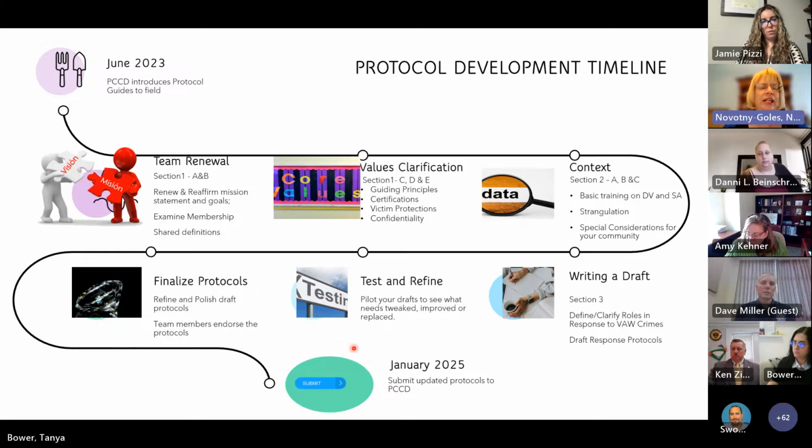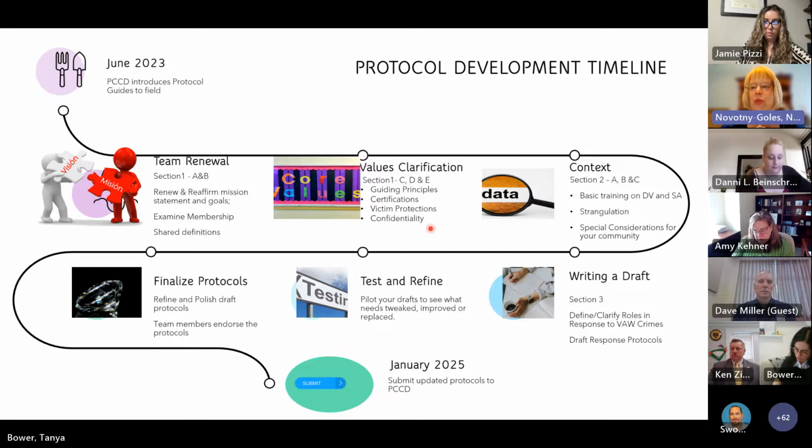So this is just taking a look at renewing and reaffirming your mission statement, your goals, taking a look at your current membership, making sure that everybody's on the same page in their understanding of why they're there and what these crimes are. The second bucket is values clarification. So again, it's section 1, C, D, and E. Taking a look, talking through the guiding principles, the certifications under VAWA.